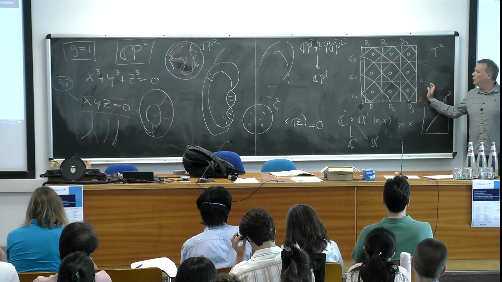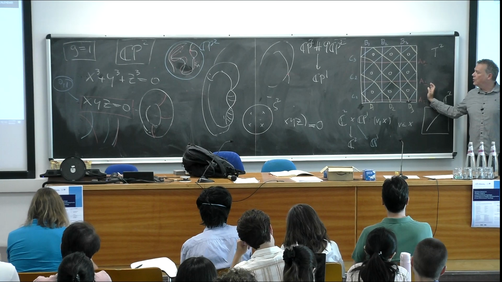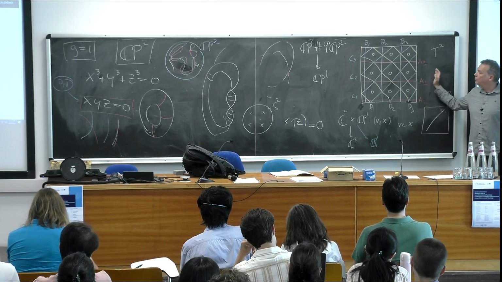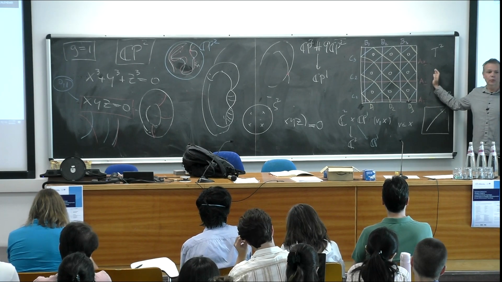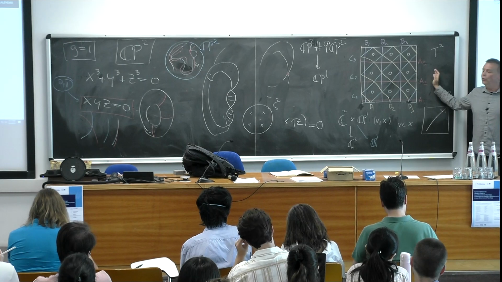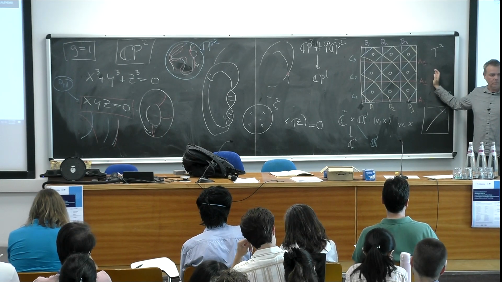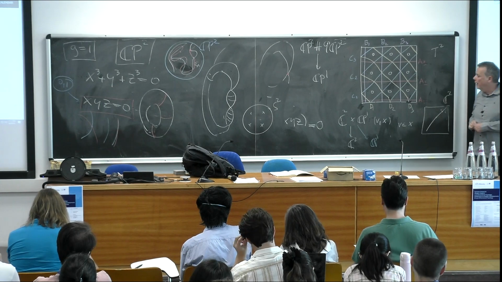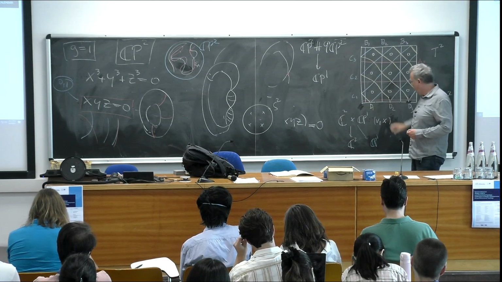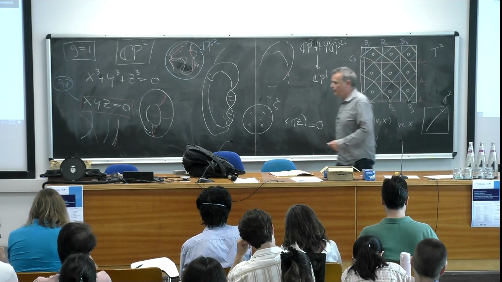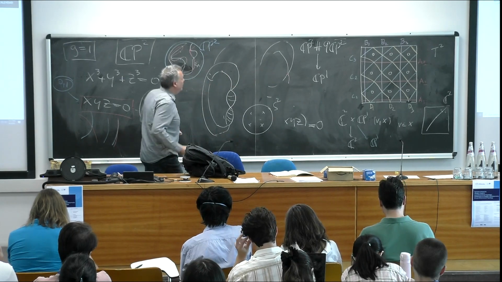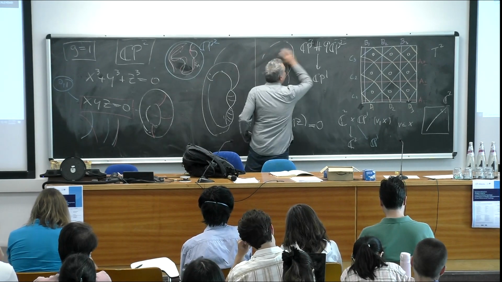It's even more useful if you actually think about this picture as not lying in the torus, but lying in the torus with 9 holes inside. Is that okay? So this is a picture that makes sense also if I take my torus and make 9 holes on it.